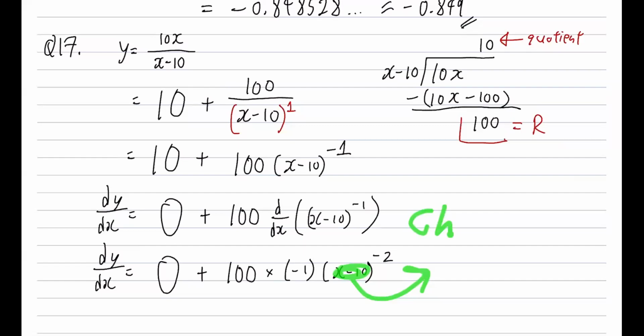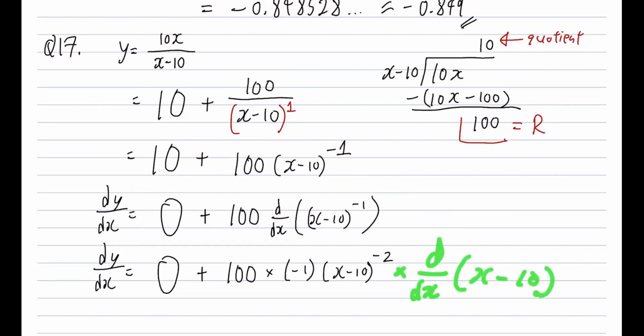Chain rule. But then coincidentally, when you differentiate x minus 10, term by term, what do you get? 1 minus 0, which is just 1. So you times 1, might as well not write it. But remember, there's a chain rule.